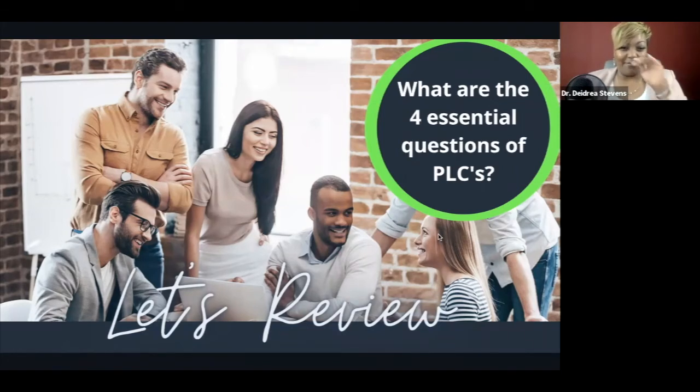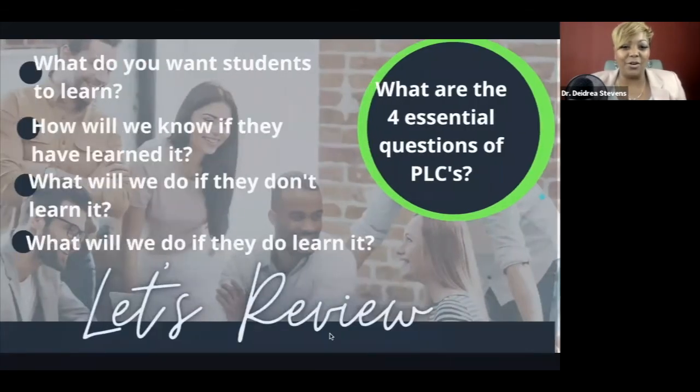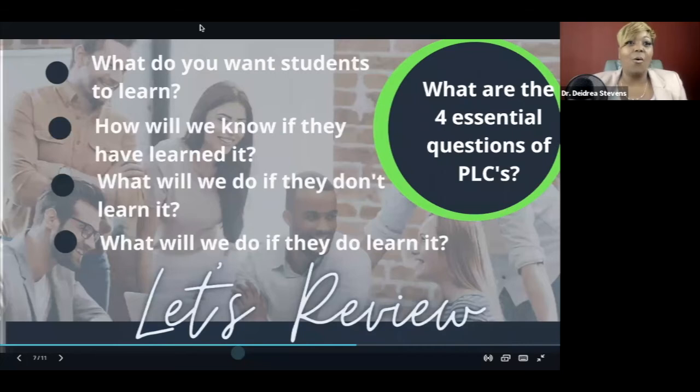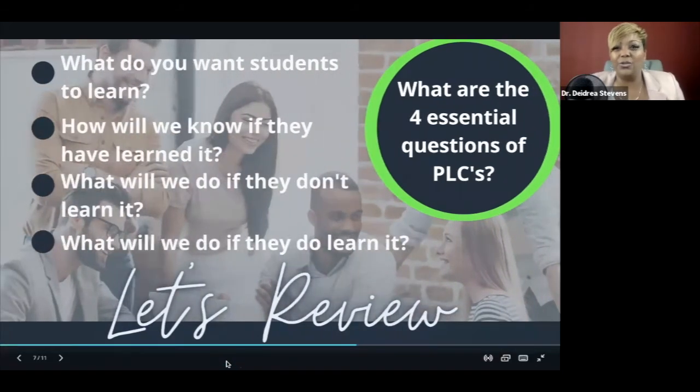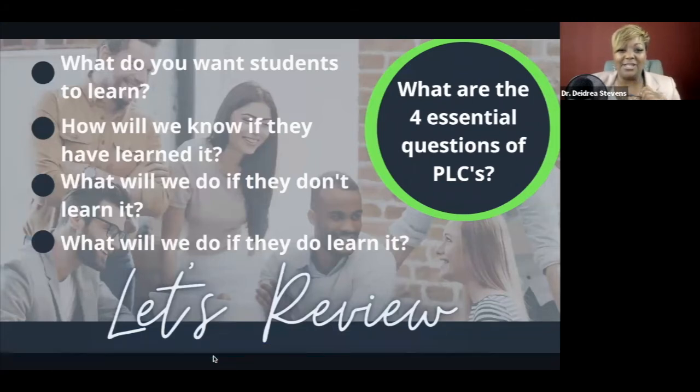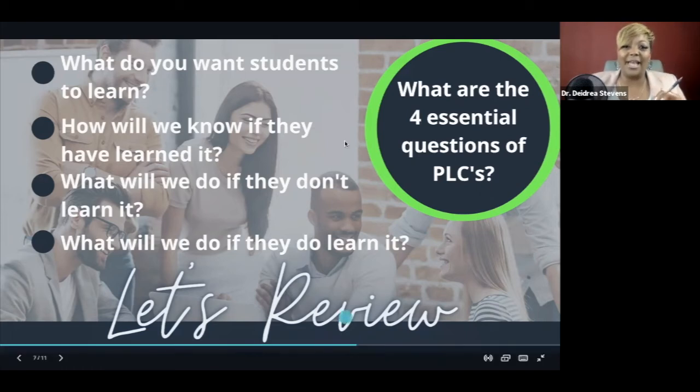Great. I love it. Okay, so the 4 critical questions of professional learning communities are: 1, what do we want students to learn? This is very important, okay? This is extremely important. What do we want students to learn? 2, how will we know if they have learned it? 3, what will we do if they don't learn it? And 4, what will we do if they have learned it?